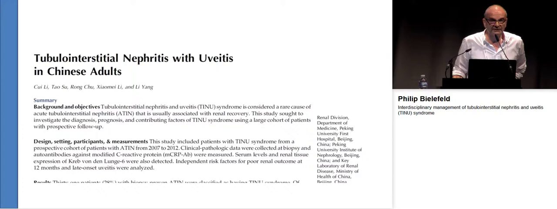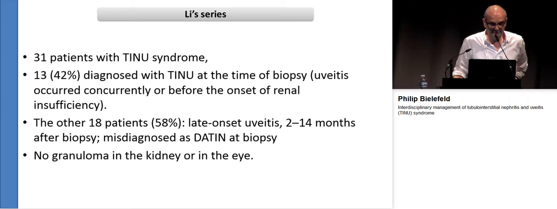Lee reported in 2014 a series of 31 patients with TINU syndrome. In 42% of the cases, the patients were diagnosed at the time of renal biopsy. That means that uveitis occurred concurrently or before the onset of renal insufficiency. And the other 18 patients were considered as late onset uveitis, which happened between 2 to 14 months after biopsy, and they were initially misdiagnosed as drug acute interstitial nephritis at biopsy. And in his series, he had no granuloma in the kidney or in the eye.